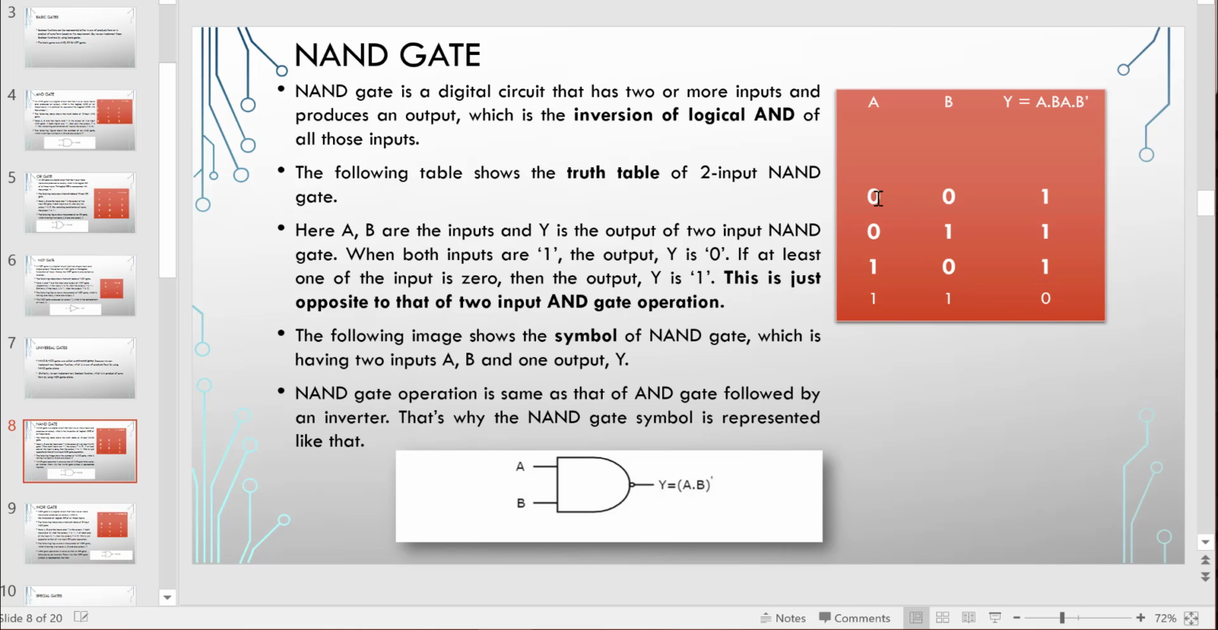And similarly, in the AND gate, if either input was 0, then we had 0 in the output. So as it is the complement, if in either case we have 0 in the input, whether both are zeros or we have 1 and 0 in the input, we will have the value 1 in the output, right?